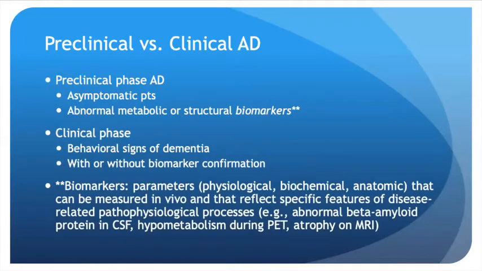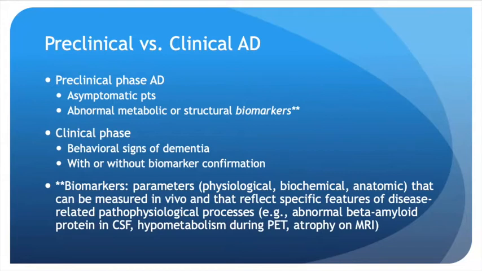So, preclinical versus clinical Alzheimer's disease. The preclinical phase of Alzheimer's disease is where you have asymptomatic patients, and you might have abnormal metabolic or structural biomarkers, but there are very few actual clinical signs or symptoms in terms of cognitive function. Then there's a clinical phase with behavioral signs of dementia, where a person can be diagnosed with dementia with or without biomarker confirmation. I mentioned this term, biomarkers.